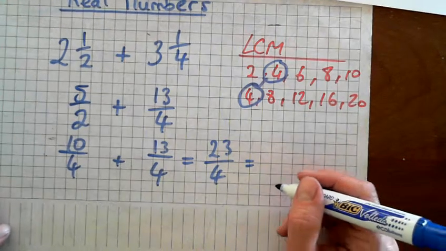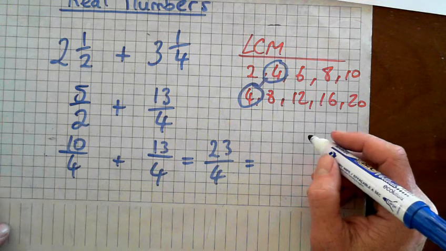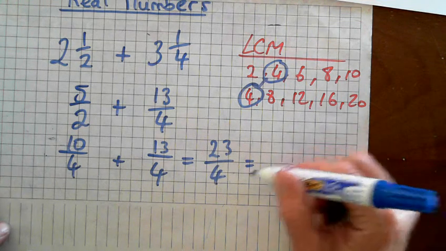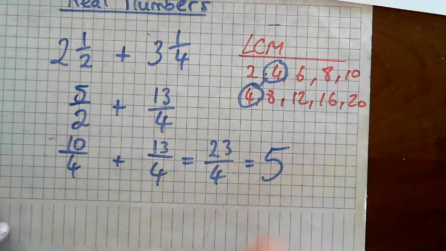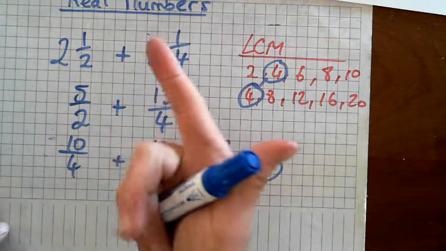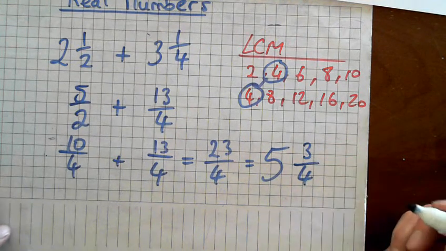How many 4s can I take away from 23? 4 5s are 20. And what's left? 3 left. The remainder is 3. Okay?